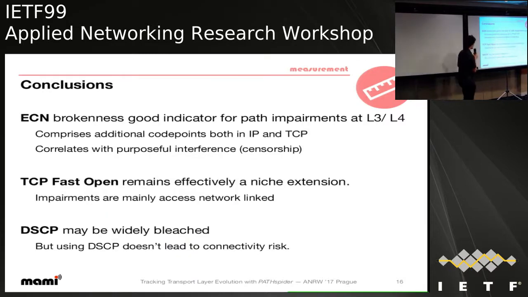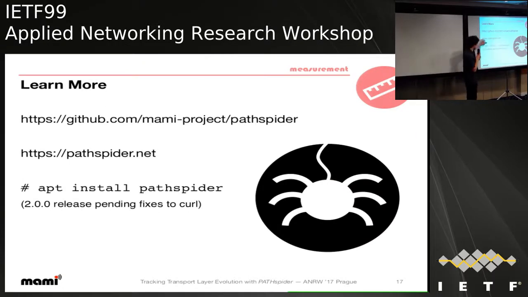So in conclusion, we see that ECN brokenness is a good indicator for path impairments at level 3 and 4. This is because ECN uses both code points in the TCP and IP headers. And we see a strong correlation between ECN path dependency and purposeful censorship. We also see that TCP Fast Open stays very niche and that practically only Google uses it, and that impairments are mainly access network linked. And then for DHCP, we know that it's widely bleached, but we also know now that using it is not a connectivity risk.